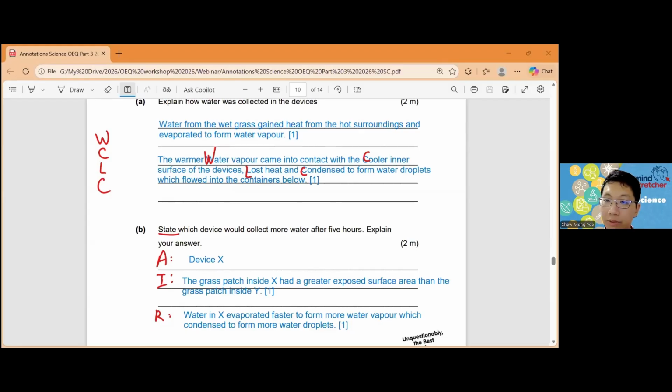The control setup is to compare. You can say to compare and confirm. Okay, compare and confirm. We can write to confirm is sufficient. All right.